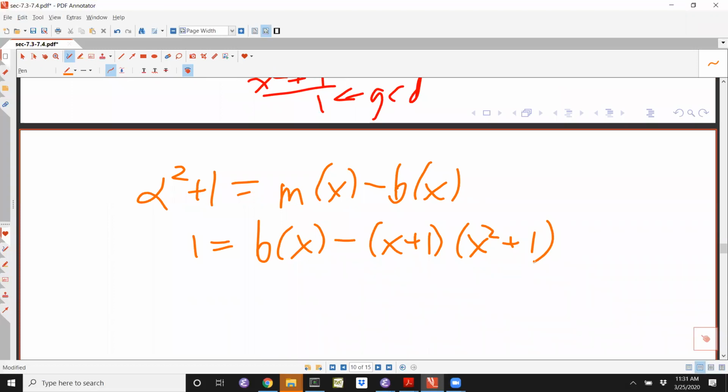All right. And oops. Sorry, that alpha should be an x here.